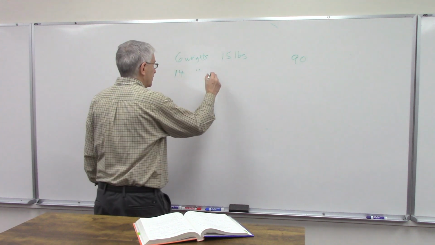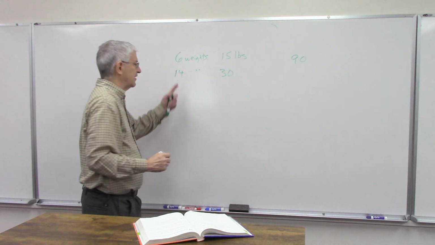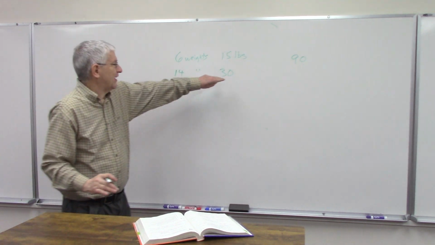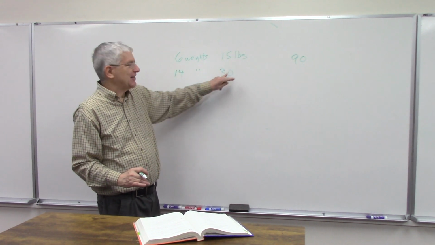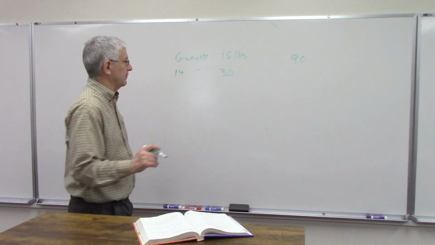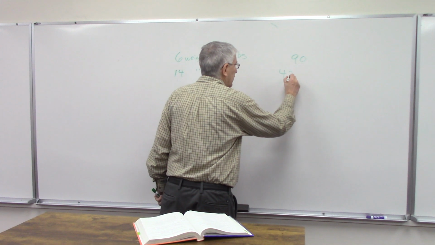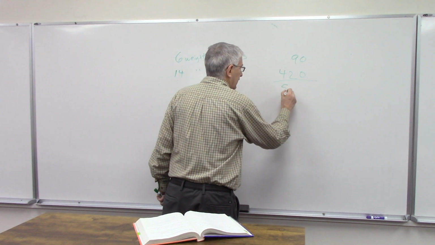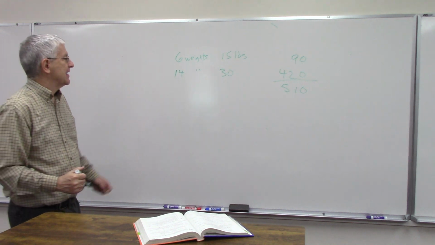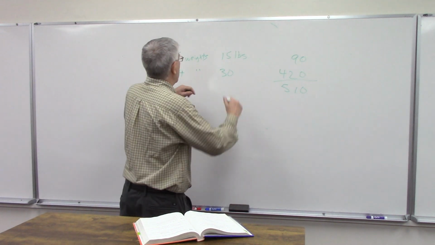So who's got a calculator? That's 420, right? Well, you take the 0 away, and it's 3 times 14, so you got 420. 420, right? All right, Melinda, 420 plus 90, 510. Now, all right, this was the average.